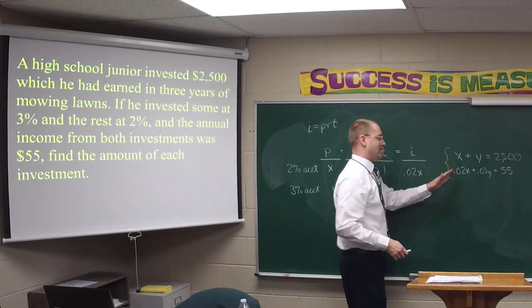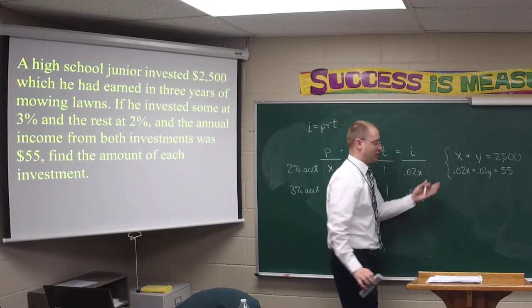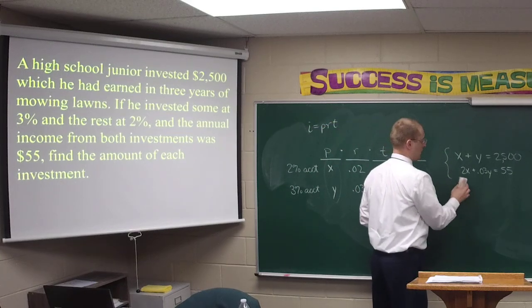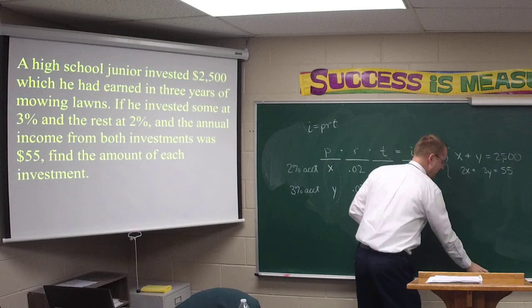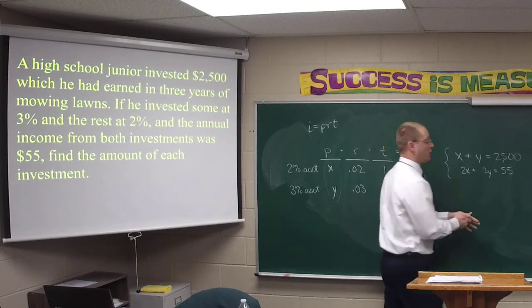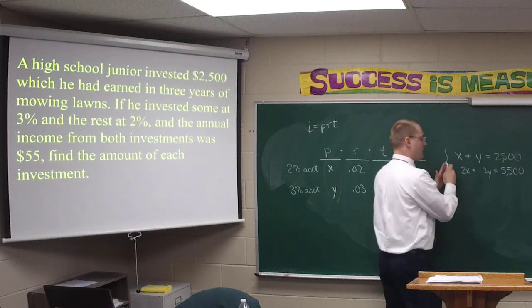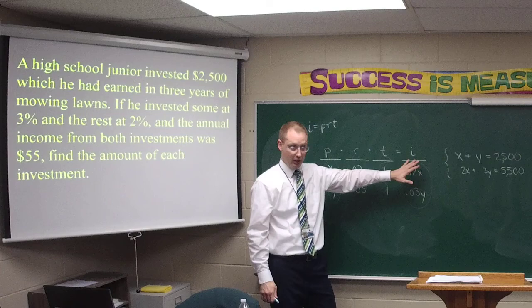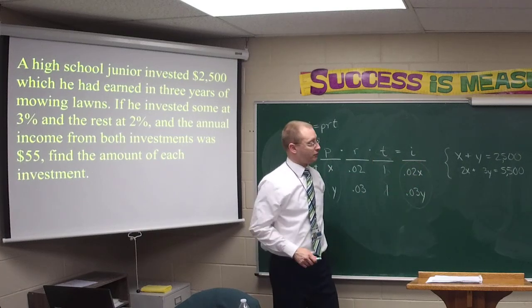Now I do really hate decimals, but it's easy to take care of this problem. Class, just move the decimal 2 places. This becomes a 2x, this becomes a 3y, and this becomes 5,500, as I move the decimal 2 places on every one of those. Any questions on what I've done so far? All right, solve.